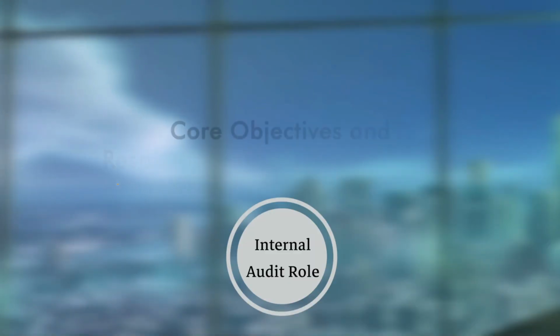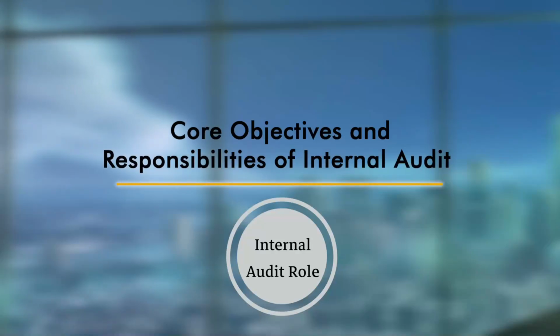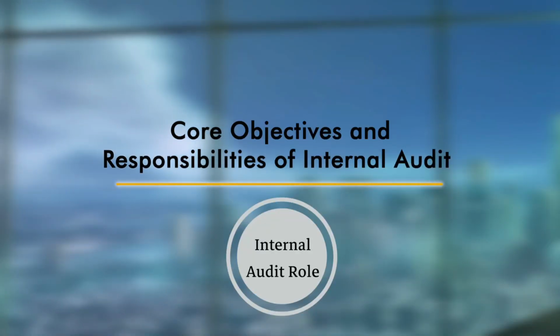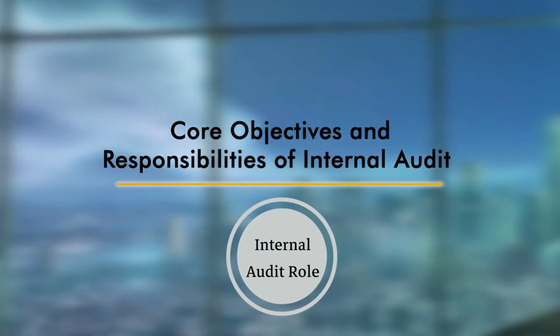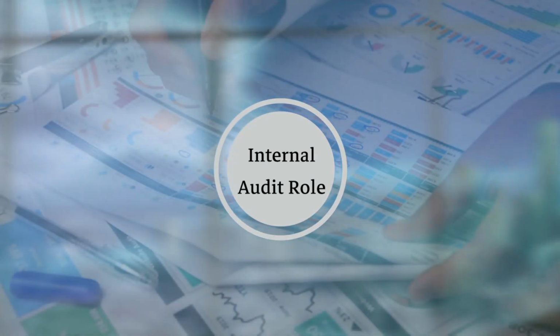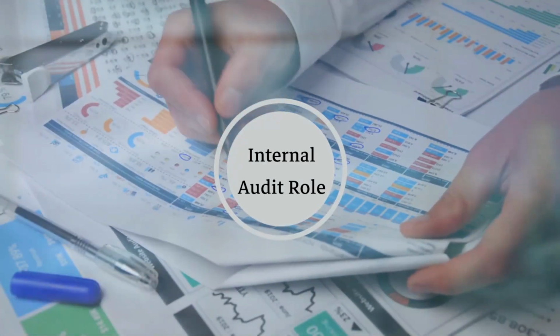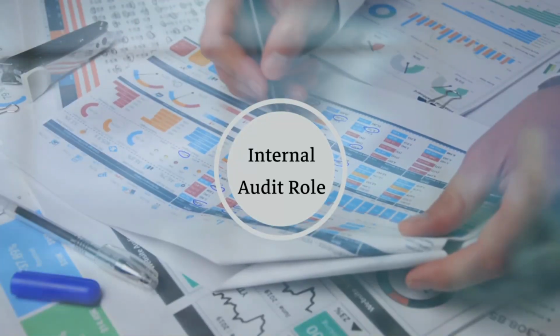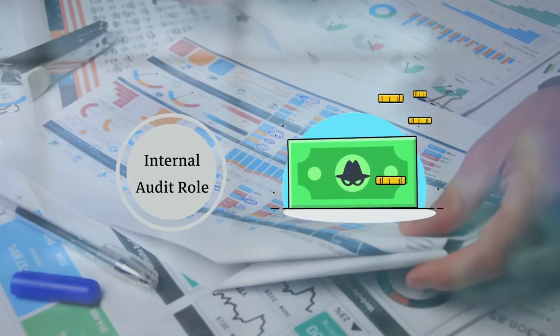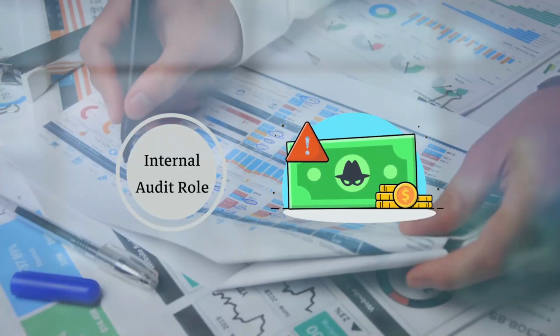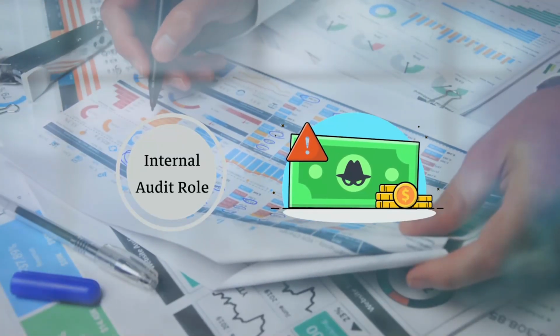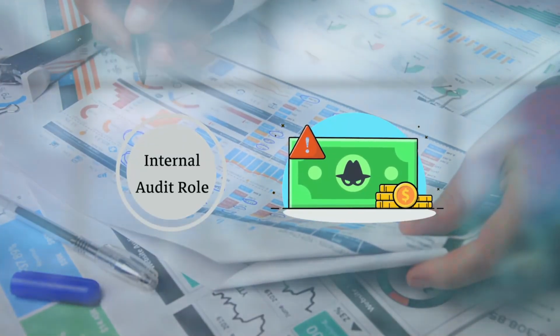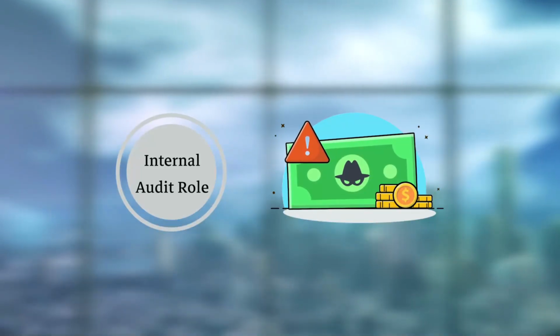A. Core objectives and responsibilities of internal audit. Estimated time, 3 minutes. The primary responsibilities of internal auditors, as outlined in Financial Crime Investigation and Control, are broadly defined and implicitly include fraud and financial crime detection and prevention. These objectives guide your work and ensure you contribute to organizational integrity.